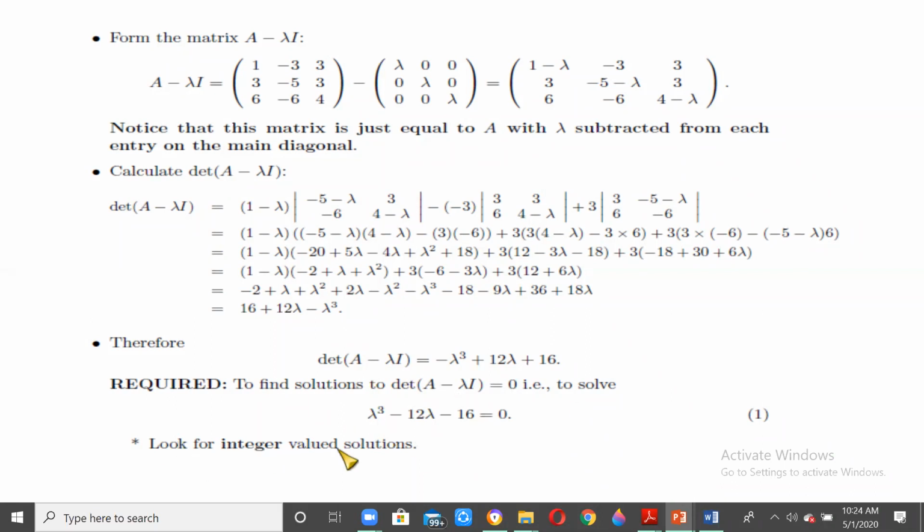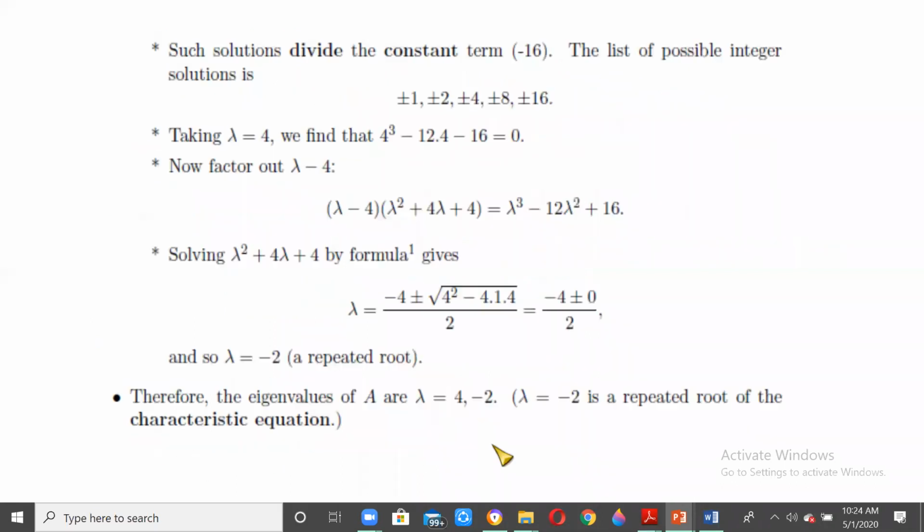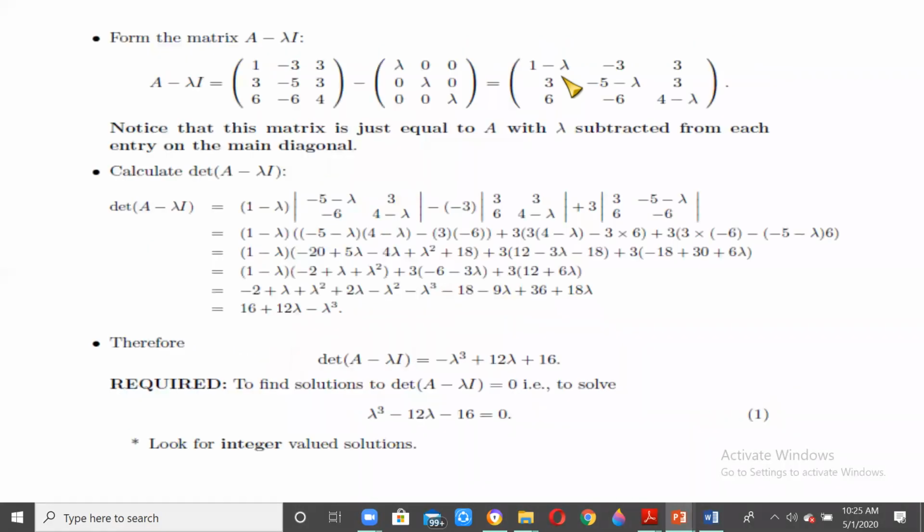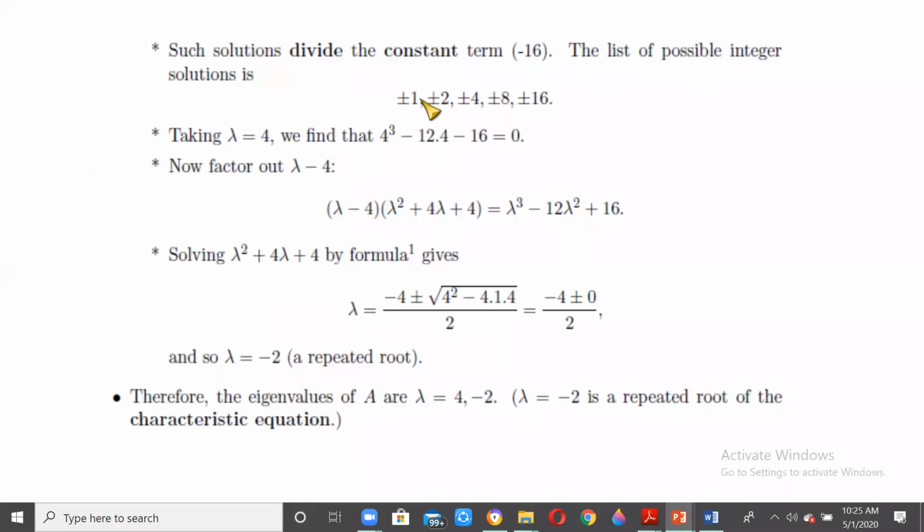Because this is a cubic equation, you can't get a solution straight away. So we look for integer-valued solutions. Such solutions must divide the constant term, minus 16. So it can be either plus or minus 1, plus or minus 2, plus or minus 4, plus or minus 8, and plus or minus 16. Out of that, it's definitely not 1. You can check with plus and minus 1, and with plus or minus 2. But when you check with 4, it satisfies the condition.